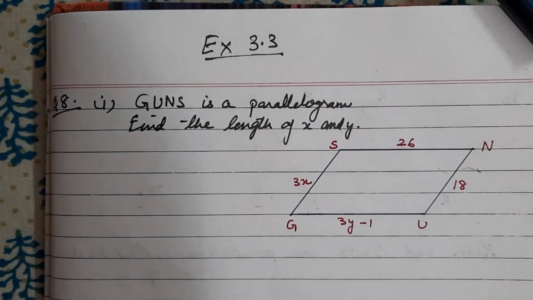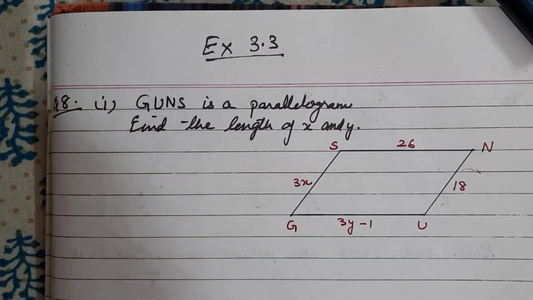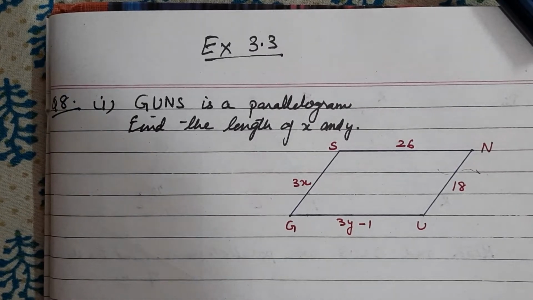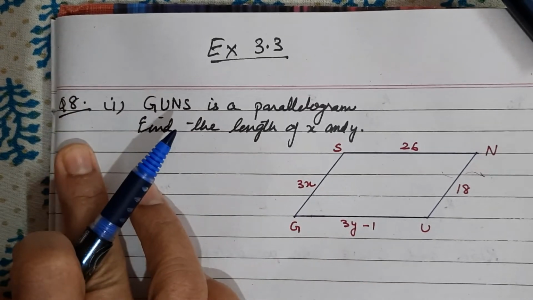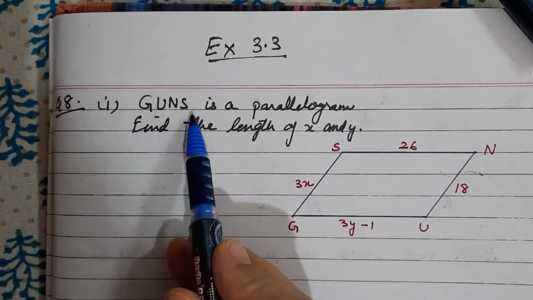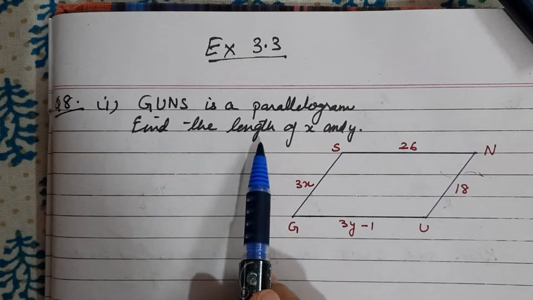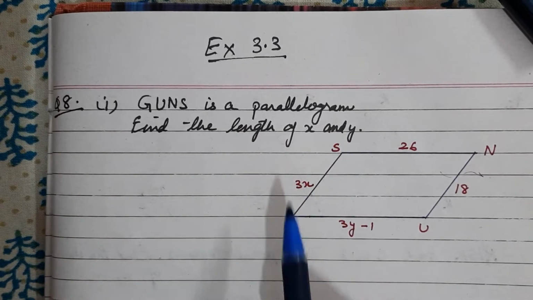Hello everyone. Today I am going to explain a few questions from exercise 3.3, chapter Understanding Quadrilaterals. So this is question number 8. GUNS is a parallelogram. Find the length of x and y.